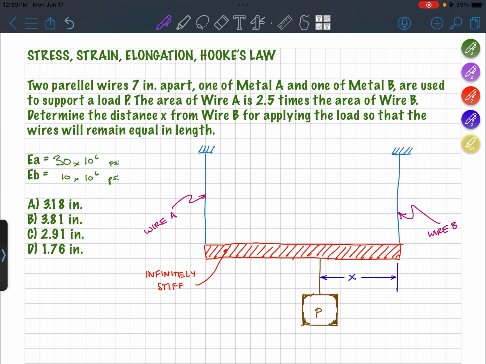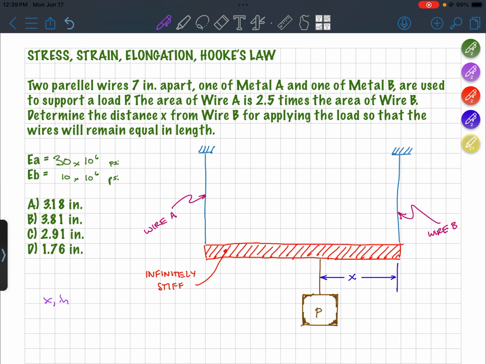Here we go. Two parallel wires 7 inches apart, one of metal A and one of metal B, are used to support a load P. The area of wire A is 2.5 times the area of wire B. Determine the distance x from wire B for applying the load so that the wires will remain equal in length. We've got Young's modulus for wires A and B, 30 million and 10 million psi. We've got some answer choices, and before we do anything else, I'm writing what I'm solving for, which is x in inches.